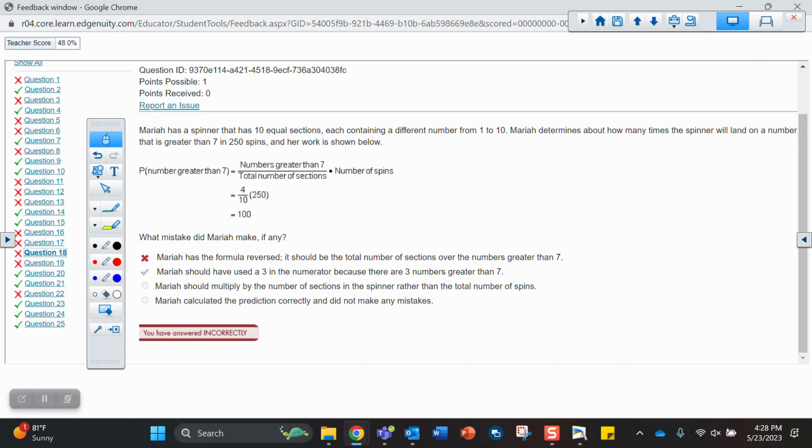So numbers that are greater than 7 are 8, 9, and 10. So that's 3 numbers out of 10. And for some reason she has a 4 here. She must have maybe counted the number 7, but we're looking for numbers greater than 7. So Mariah should have used a 3 in the numerator because there are only 3 numbers that are greater than 7. Yeah, so we're doing 3 divided by 10.